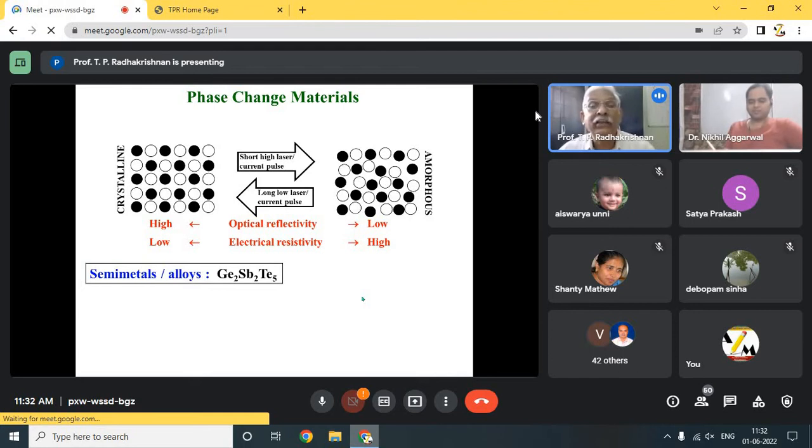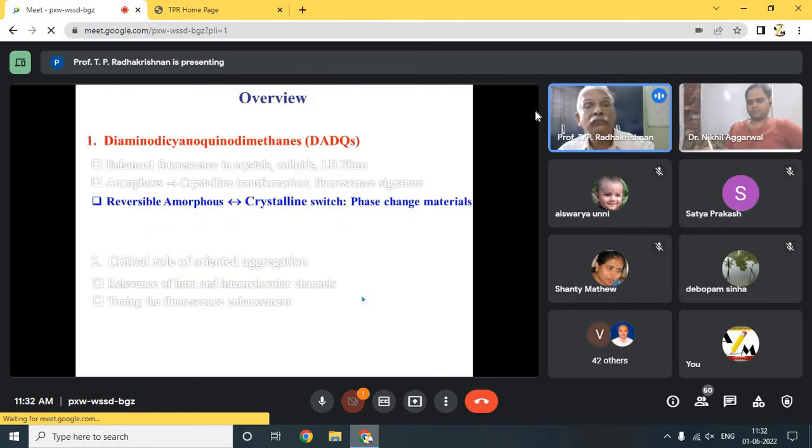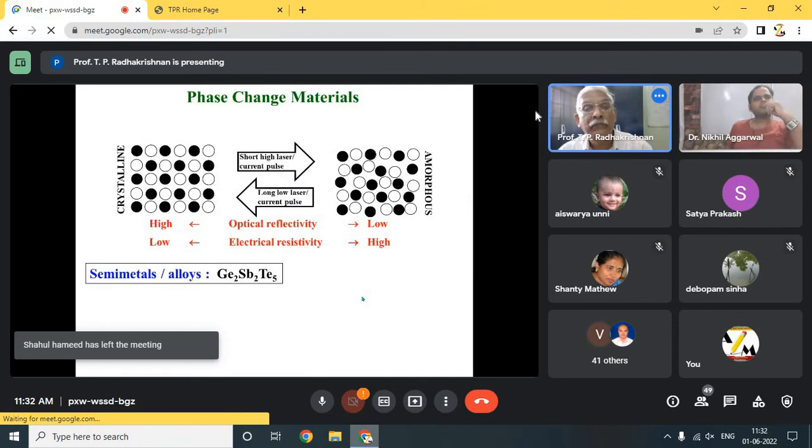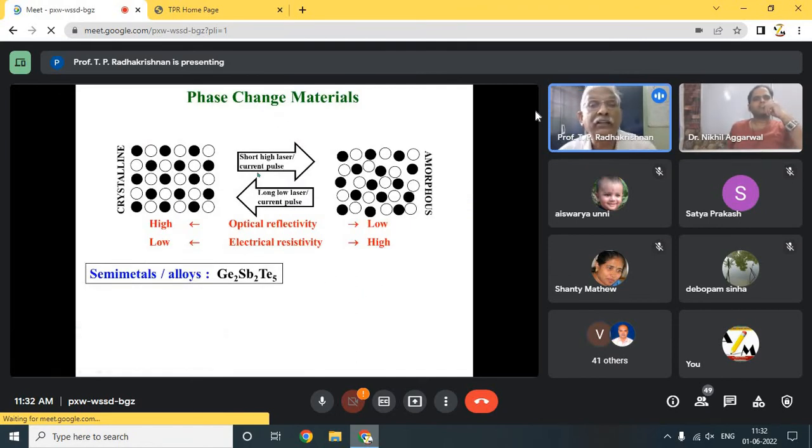This is more of experimental interest, except the last part where we will talk briefly about the intermolecular energy transfer and so on. So as I mentioned, since we looked at the amorphous to crystalline transformation, we wanted to do it reversibly. And this is very important. As I said, these are called phase change materials. Commercially, some materials like this are used in random access memories, where you use a short, high laser pulse to make them amorphous, and a long laser pulse to crystallize them back. These can store a lot of information, because when the material becomes amorphous, the optical reflectivity becomes low and the electrical resistivity becomes high, and that can be used to read out the written information. And this can be done with nanometer precision. So this is very important commercially. There are commercially available PC RAMs, called phase change based random access memories.